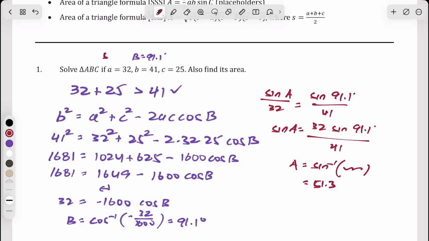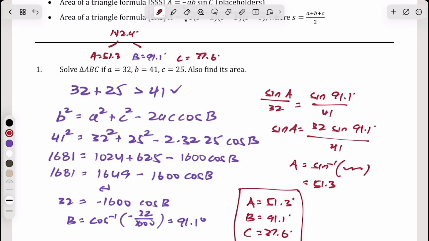All right, I've got 51.3 for angle A, and then C is just the leftover bits from 180. 51.3 and 91.1, what is that, 142.4? I hope that's right. And the leftover from 180 is 37.6, or should I say the supplement of 142. Okay, so we're done. We've got A is 51.3. B is, oh my goodness, what did we say? 91.1. And C is 37.6. Summarize that all in a box.